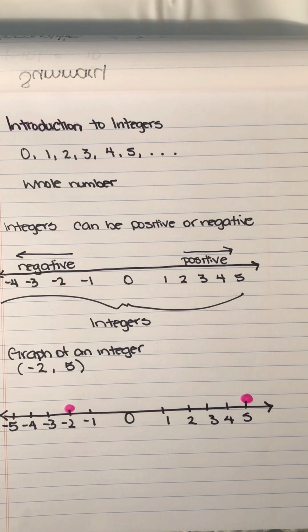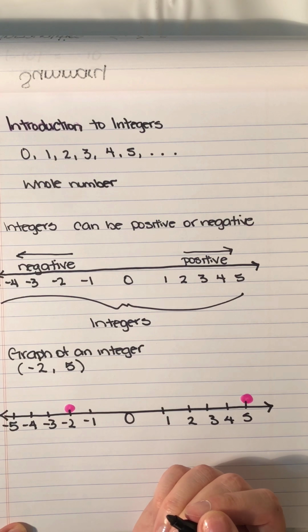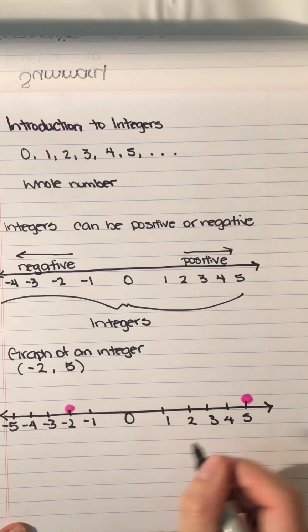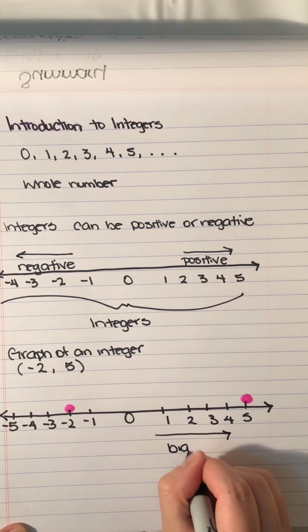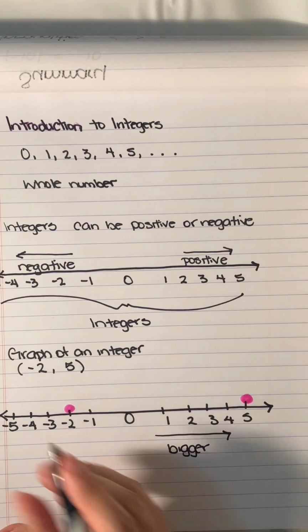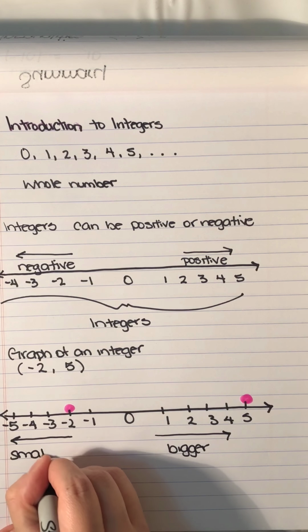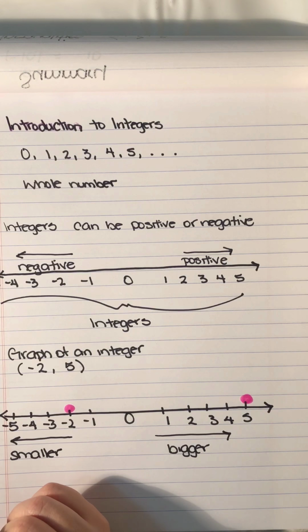Think about it, if someone were to ask you, do you want -$2 or do you want $5? Automatically you would think that you want 5. You don't want to be below 0. You don't want to owe money. So always think about the numbers that are on the right side of 0 as the bigger number. The positive numbers are usually bigger than the negative numbers, they're on the right side. And on the left side, usually the numbers are negative.